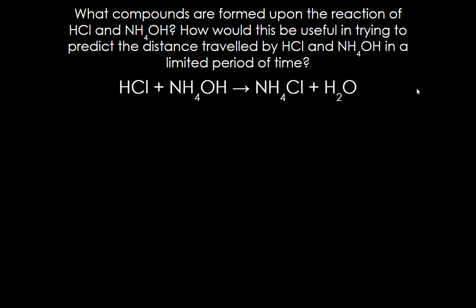Okay. Now, what compounds are formed upon the reaction of hydrochloric acid and ammonium hydroxide? How would this be useful in trying to predict the distance traveled by HCl and NH4OH in a limited period of time? So upon meeting, NH4OH and HCl would undergo a chemical reaction that would form the compound NH4Cl. And NH4Cl is a white precipitate that is useful for predicting the distance traveled by both gases because it will allow the gases to become visible. Naturally, hydrochloric acid and ammonium hydroxide are colorless, but once you see a white cloud or a white ring form within your glass tube, you know that HCl and NH4OH have met and therefore they have traveled that distance.